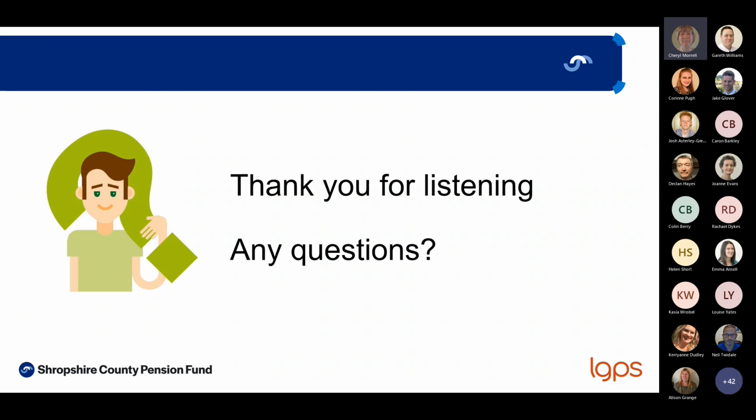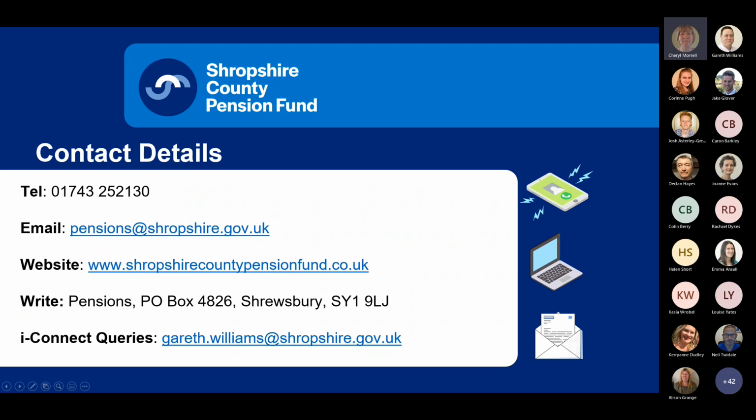Jake, if you want to move on to the next slide anyway, just so that we can pop contact details up. So those are our contact details. If you wanted to just make a note of any of those. pensions@shropshire.gov.uk is our inbox email address where most of our queries go through to. They obviously will forward anything out to myself and Gareth if you need to contact us. If you've got any specific iConnect queries or on anything that Gareth has shown you today, he's more than happy for you to email him directly.